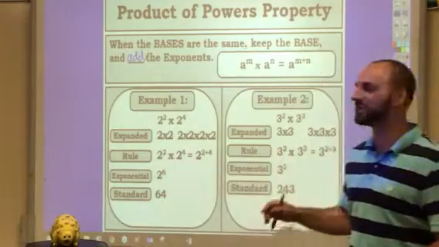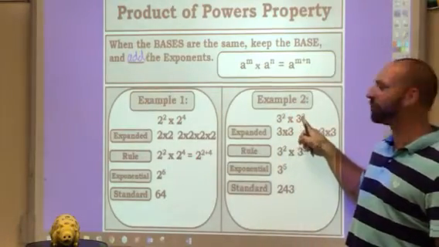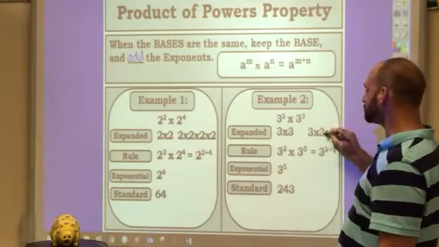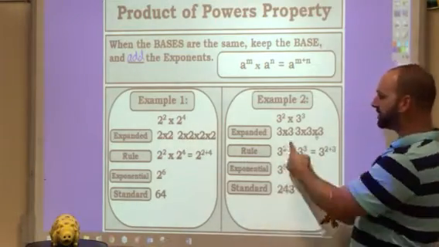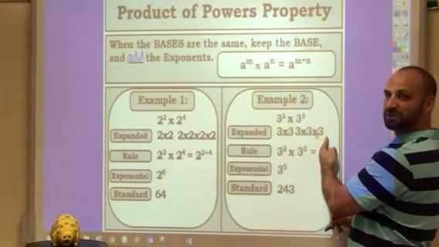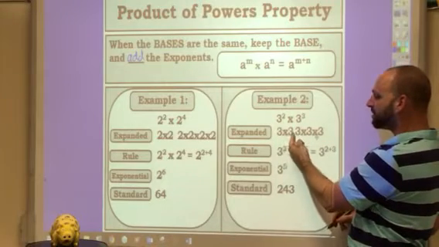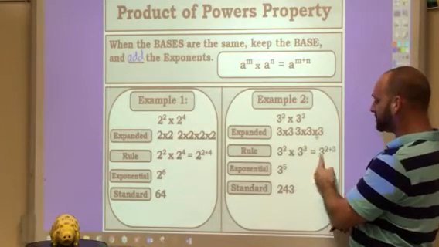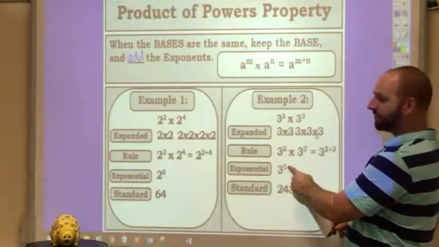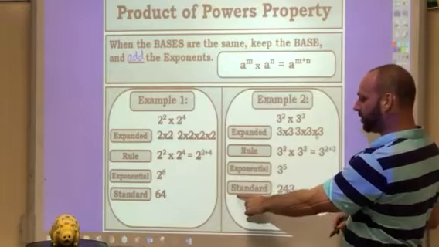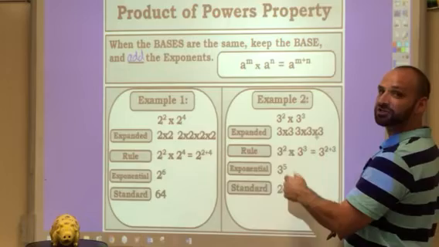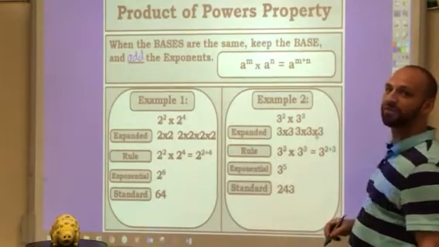Let's take a look at our second example. 3 squared times 3 to the 3rd. Again, we can expand our expression and see that we have a total of 1, 2, 3, 4, 5 3's. So instead of having to expand our expression each time, we can simply keep the base and add the exponents. That gives us 3 to the 5th in exponential form, or in standard form, 243. That's our first rule. Remember, it's all about that base.